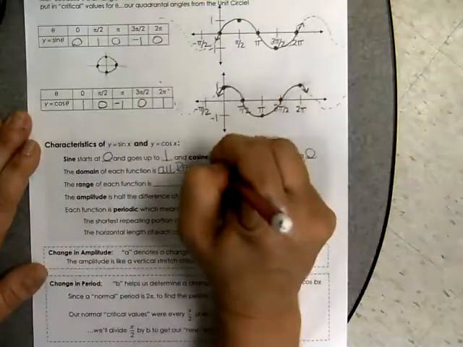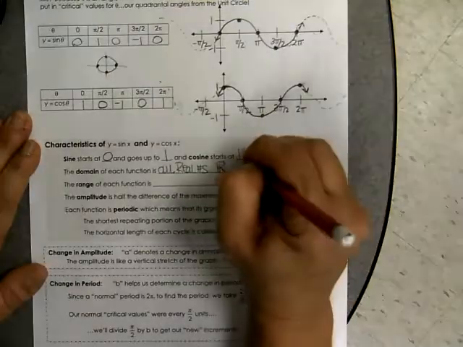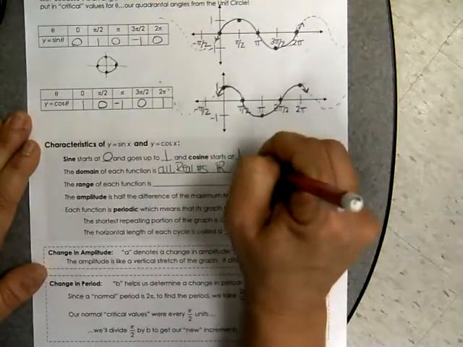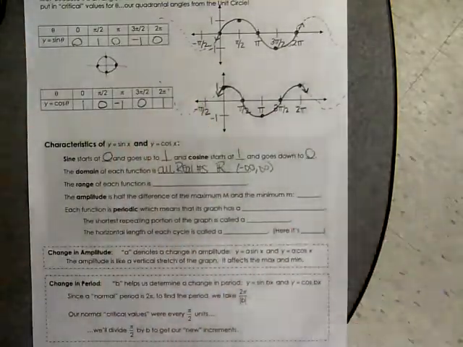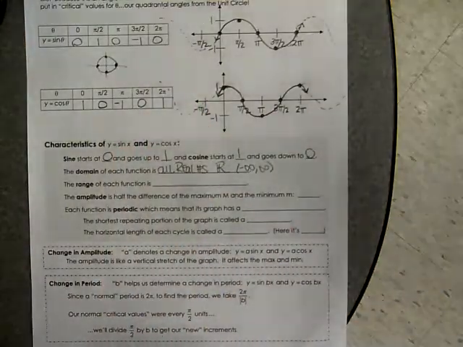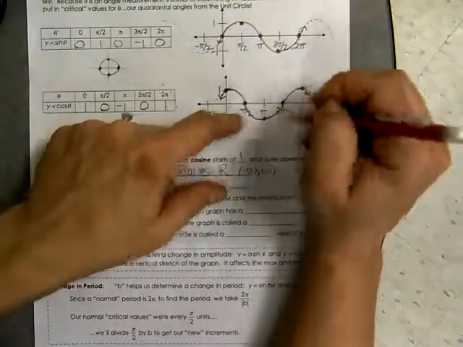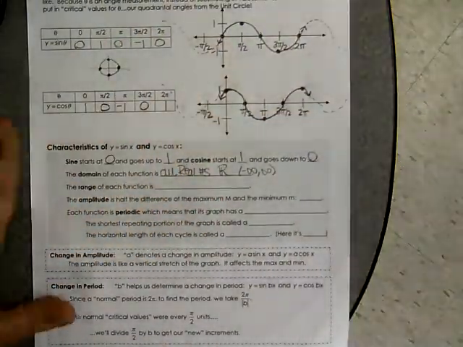You can just write it like this if you want. You can write it in interval notation. Because remember, radians are numbers, guys. So the domain of each function is all real numbers because these cycles keep repeating forever in each direction.